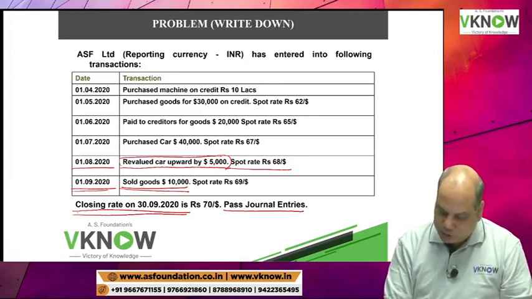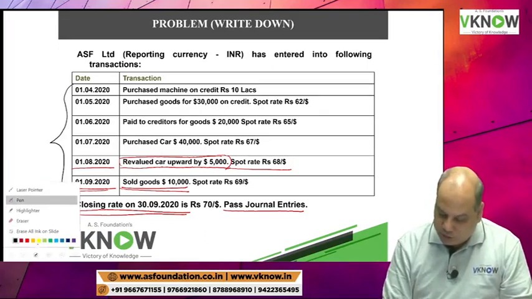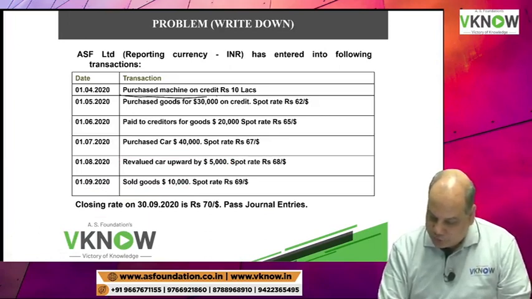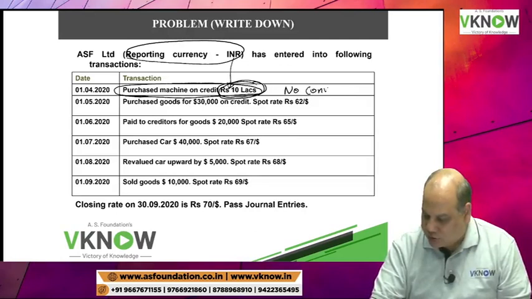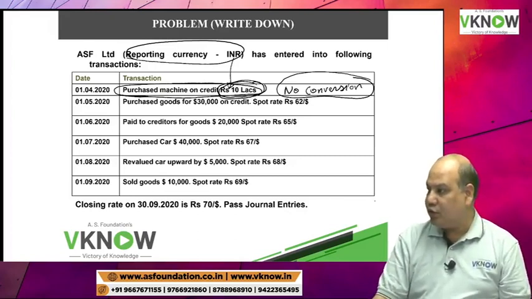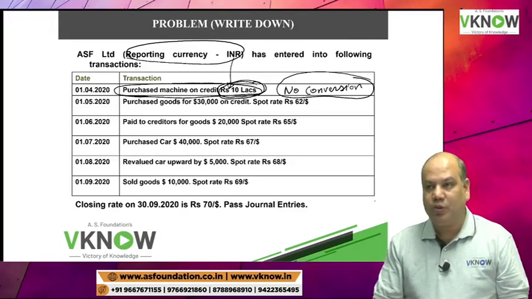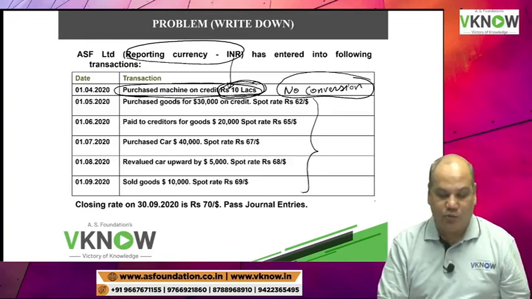So like the previous question, this is one more practice which has many transactions. Now the interesting thing in this problem is the first transaction is in rupees. The reporting currency is also Indian rupee, so here no conversion required. Otherwise a student will convert rupees into some more rupees. So that was to trick you. That is already in rupees, so no further conversion required. Of course, other transactions will be required to be converted.